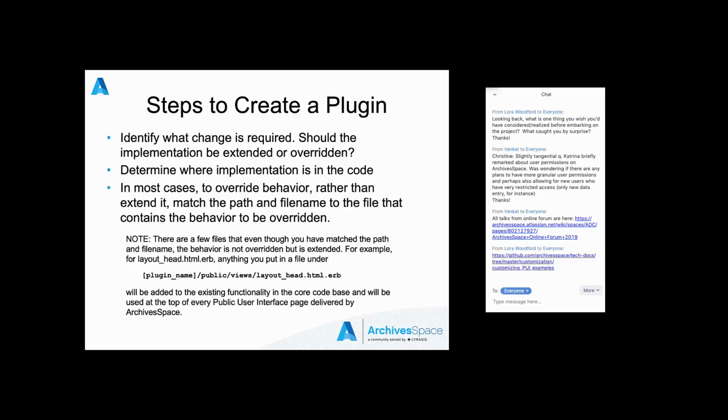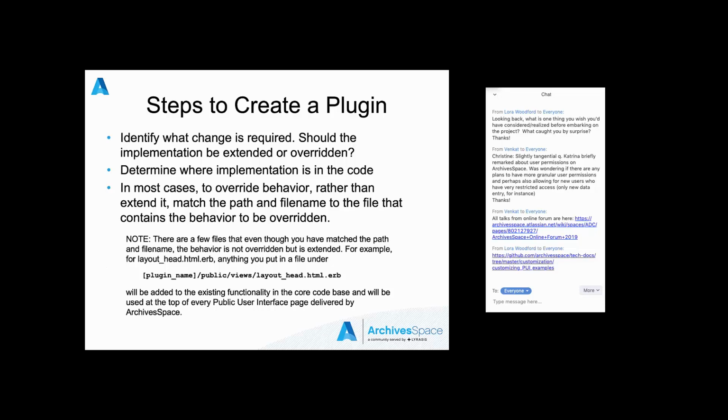Okay, so steps to create a plugin. Basically what you've got to do is identify what change you want to make and whether or not you're going to extend or override code that's existing in ArchivesSpace. Next, you need to determine where the implementation is in the code. There are a couple of ways of doing that.